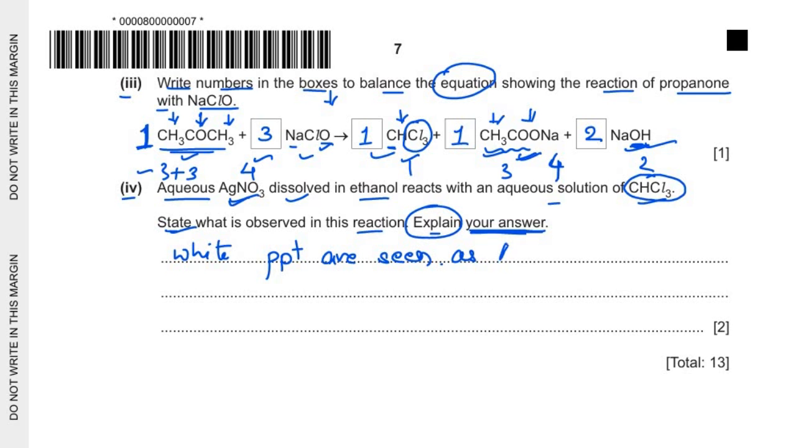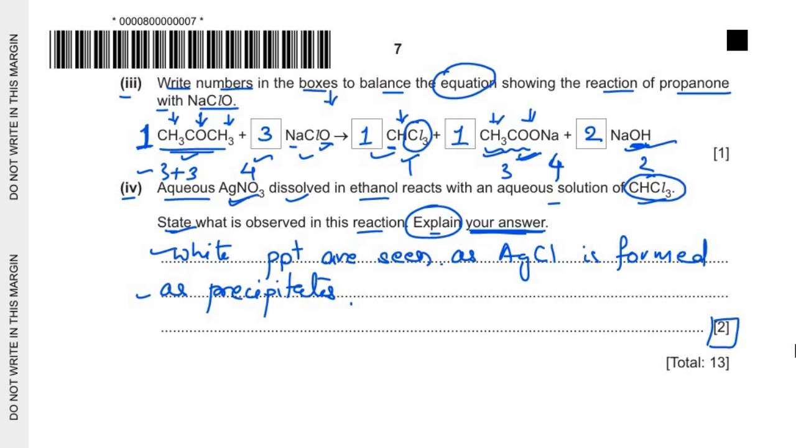So AgCl is formed as precipitates. And why is it formed as precipitates? Because silver chloride is insoluble, or you can say very sparingly soluble in the aqueous form. Now this question carries 2 marks, so we have given the observation and the reason, but as we have the space and we can explain more, I prefer explaining more.